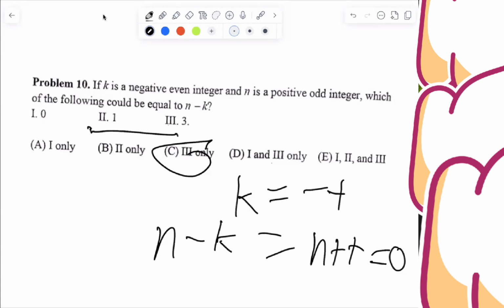So it should be 2 and 3. I don't know why it's not 1. It's probably because you can't get 1, and it has to be at least 1. And why should it be at least 1? Because an odd integer should be at least 1 if it's positive.